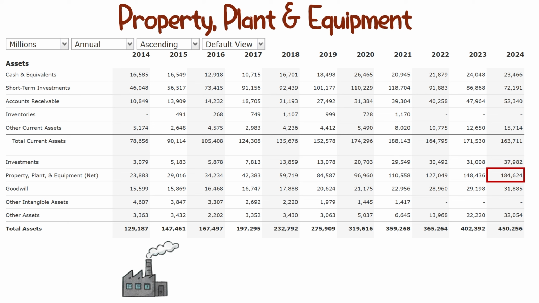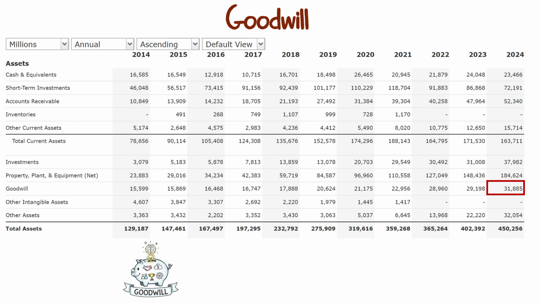This amount reveals how capital-intensive the core business is. Alphabet must constantly invest huge sums to build and maintain the massive computing infrastructure needed for its services to run and grow. Next, we see Goodwill, and Alphabet has $31.8 billion in this category.